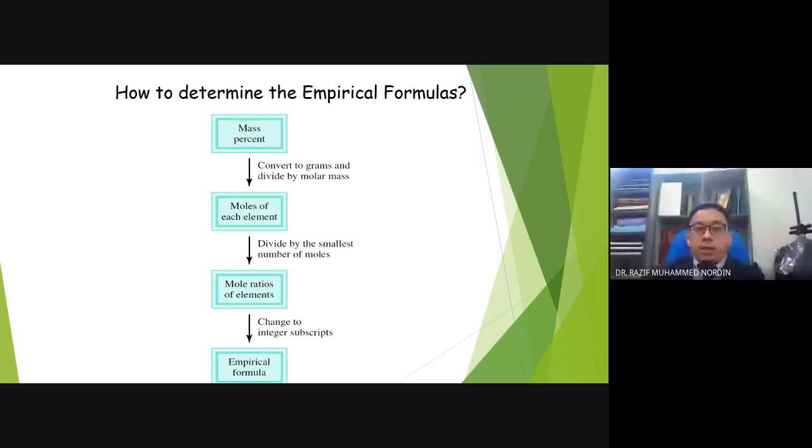So later on, kalau you sempat, you boleh belajar berkaitan dengan empirical formula. From mass, you need to convert to moles. By converting the gram and divided with the molar mass, dapat mole. And then for moles of each element, you divide it by the smallest number of moles, you dapat the ratio of it. And then you need to change to integer subscript so as it fits empirical formula whole number lah.